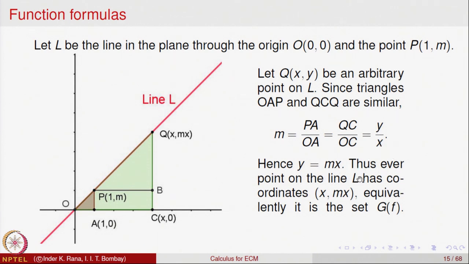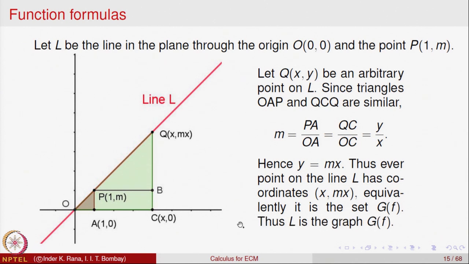Thus, every point on the line has coordinates x comma mx, or equivalently we can say that this identifies with the graph of the function because of the unique association of every ordered pair x comma y with the point with coordinates x comma y in the plane. So, this shows that the line L is the graph of the function y equal to mx.